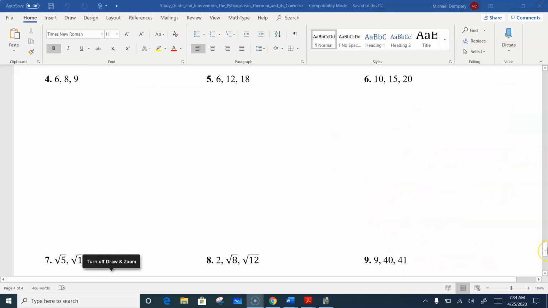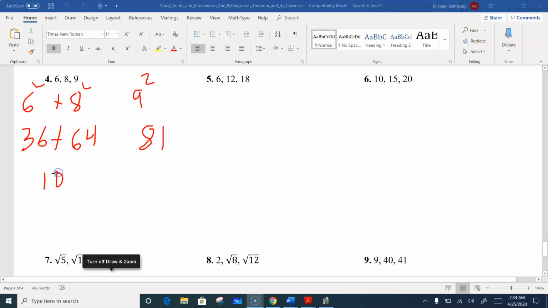Okay, so a little bit smaller, easier numbers to work with now. We've got 6, I square that, plus 8, and then we're going to compare that to 9 squared. So I have 36 plus 64, and then over here I have an 81. So this is 100 when I add these two together. That's certainly bigger than 81.